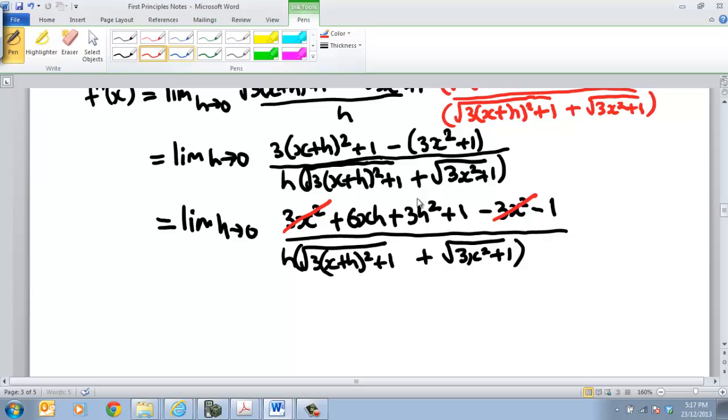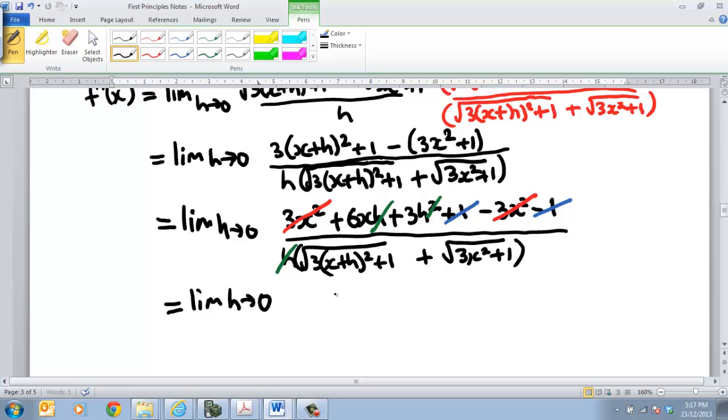Alright, so over here we can get rid of that with that. We can get rid of the 1 with the negative 1, and we've got h in both terms now, so rather than writing it again, I'm just going to cancel like that. Okay, you can do that. It's sometimes worth writing it out again. So I don't need to really write the limit anymore, because we could actually take the limit here because we've got rid of the h on the bottom line. So that's going to be 6x plus 3h on the top line.